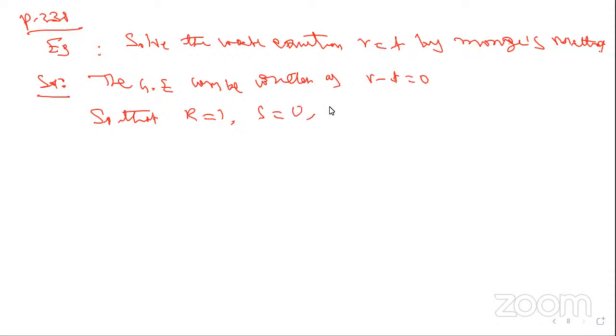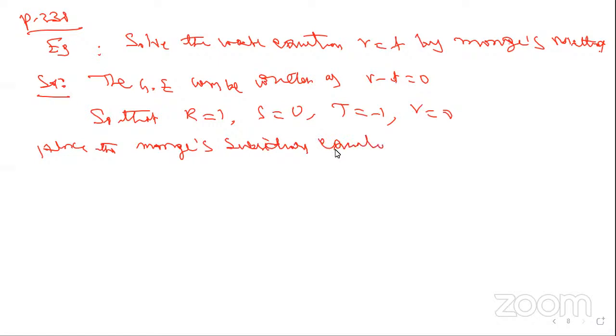S equal to 0. T equal to -1. V equal to 0. So hence the Monge's subsidiary equations are given.